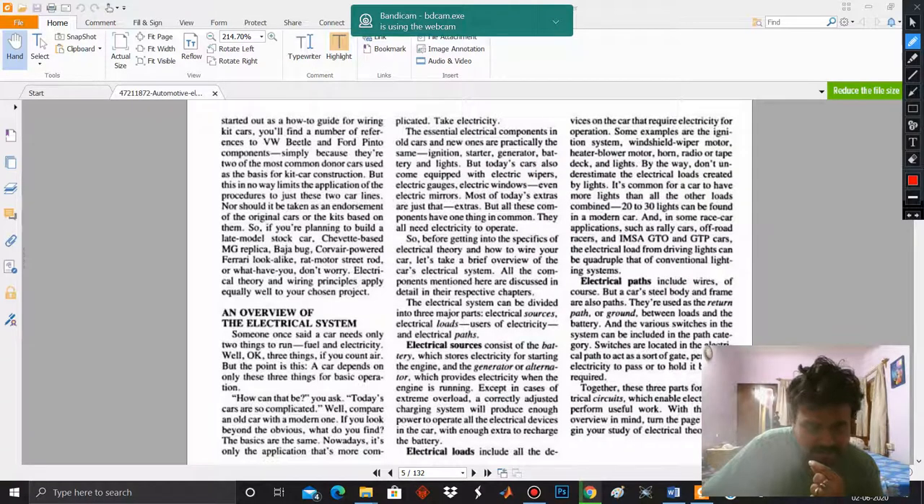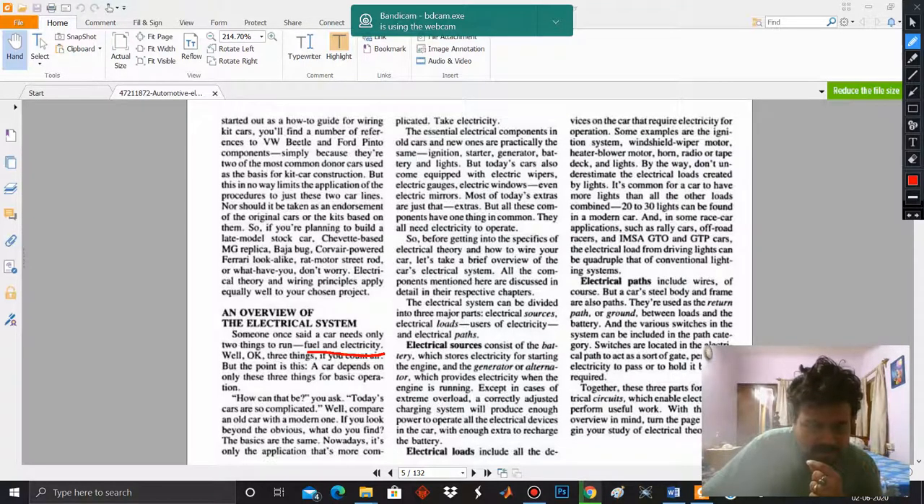Now, someone said that a car needs only two things to run: fuel and electricity. Well, okay, three things you can count in, but the point is a car depends on only these three things for basic operation. How can that be, you ask? Today's cars are so complicated.